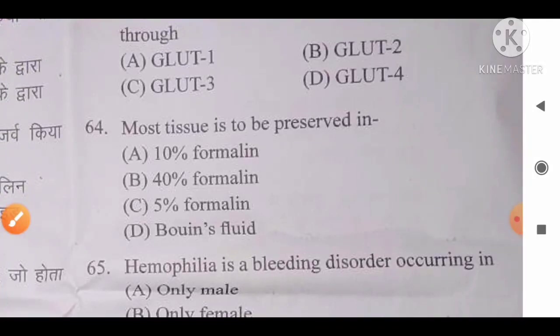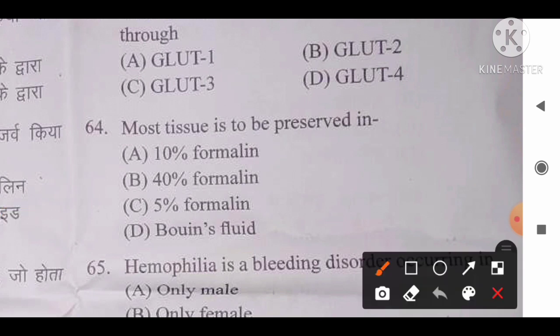Most tissues is to be preserved in option A, 10% formalin, B, 40% formalin, C, 5% formalin, D, Bouin's fluid. And the fact available regarding this question, it is most tissues is to be preserved in 10% buffered formalin that is prepared from the 40% stock solution of formalin.